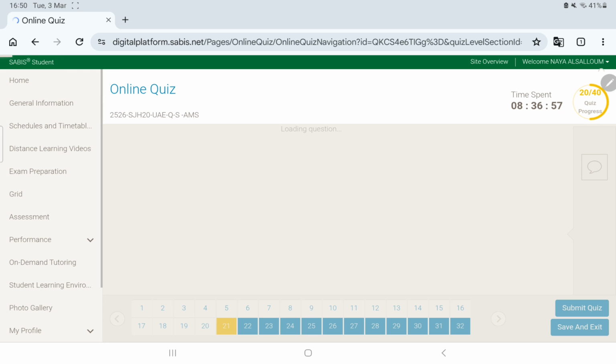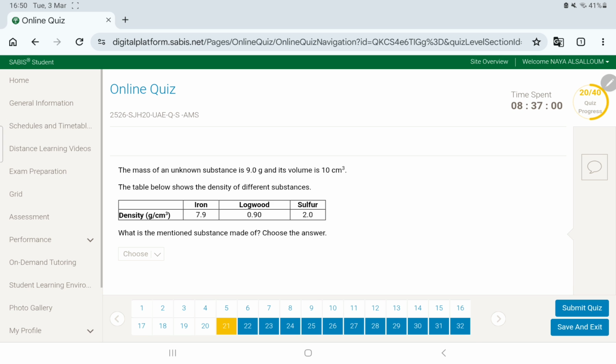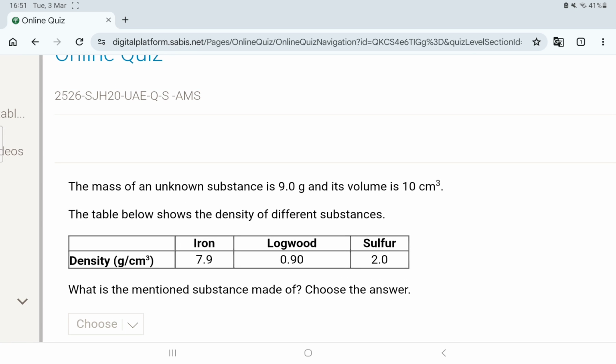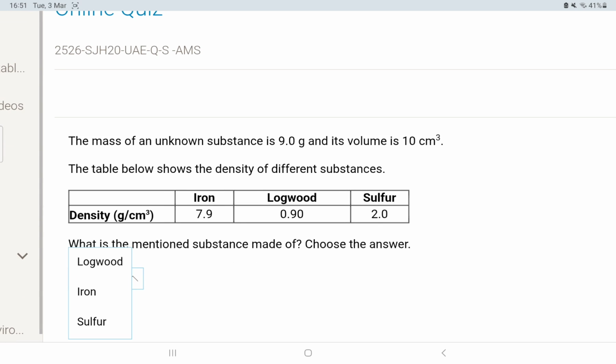So let's continue now. The mass of an unknown substance is 9.0 grams and its volume is 10 centimeters cubed. The table below shows the density of different substances. What is the mentioned substance made of? Here we need to find the density. In the table of densities, when the density is 7.9, it's iron. If it's 0.90, it's logwood. And when it's 2.0, it's sulfur.